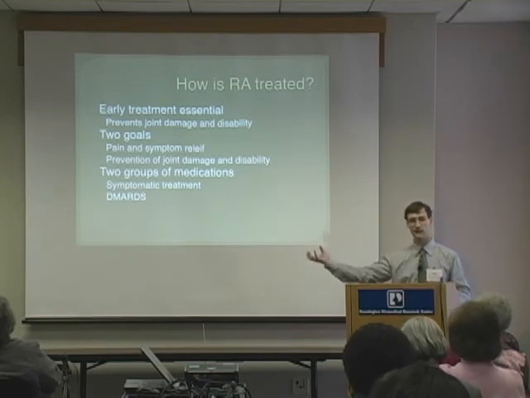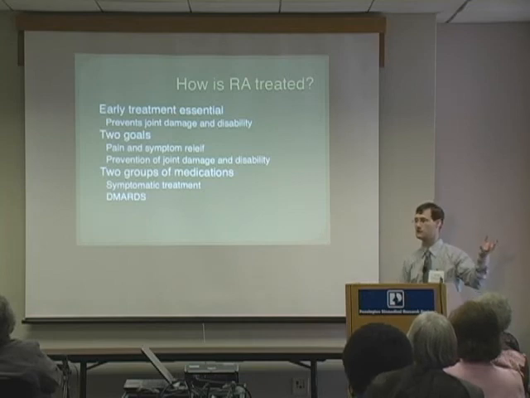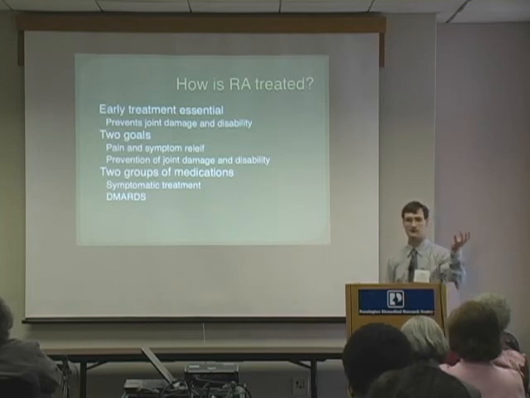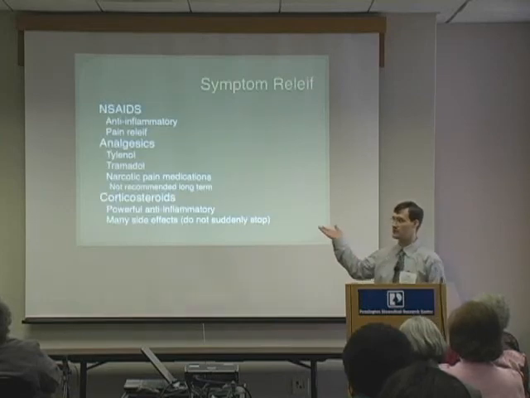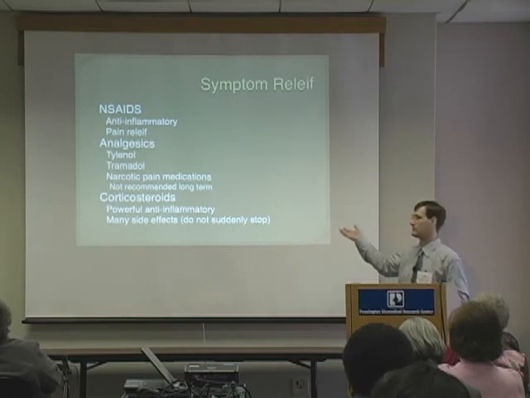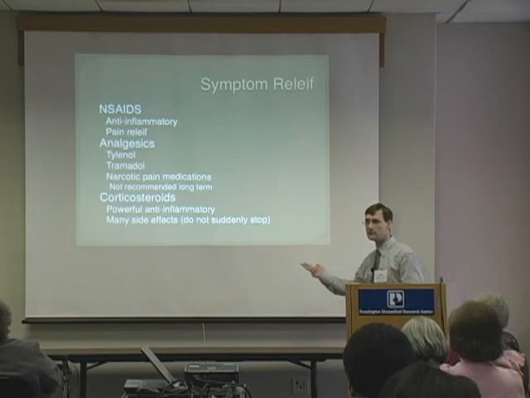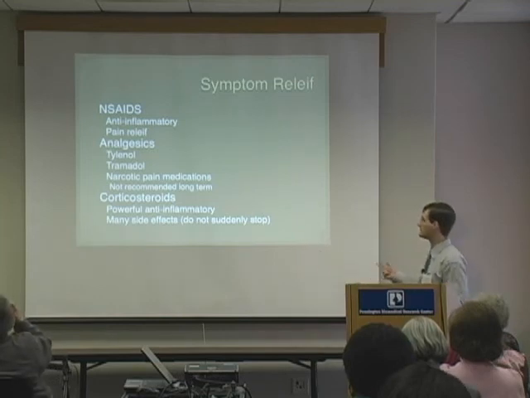Medicines for just symptomatic relief and medicines to try and stop the disease in its tracks. Those are called DMARDs, disease-modifying anti-rheumatic drugs. Fancy name for just drugs that stop the disease. Symptom relief, we use non-steroidal anti-inflammatory medicines again, Advil, Aleve, ibuprofen, some of the stronger ones. Analgesics, Tylenol, Tramadol, narcotics. All they do is stop the pain. They don't actually help with the symptoms.